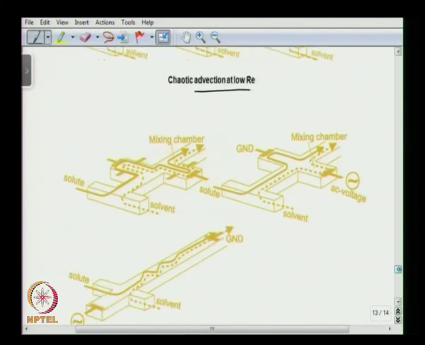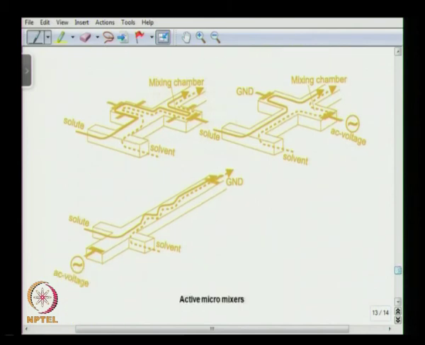We can have active mixing where you can use external energy. As you can see here, solute and solvent are coming into a mixing channel where defined electrode patterns are present along the channel, and by controlling the voltage, for example, we can perturb the interface so that the two fluids will talk to each other better to improve mixing, and this is what happens in active micromixers. We can use electric field, magnetic field, and thermal gradient to improve mixing between two fluids. So that completes our discussion on micromixers.